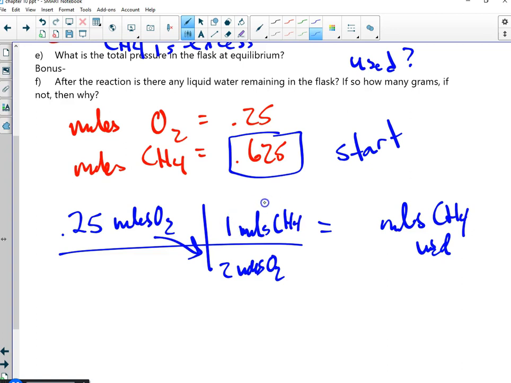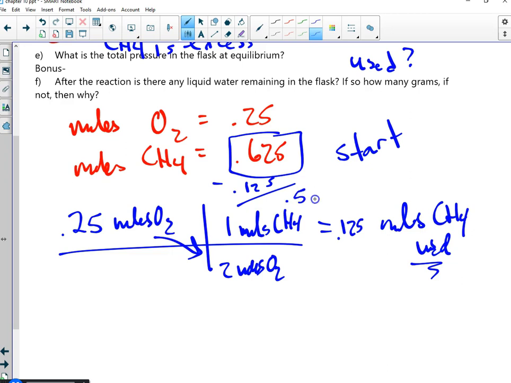And yesterday I did the same thing. I said, hey, since that's a 2, we're going to take half. But I don't know that that was very well understood. It's the same idea. So half of 0.25 is 0.125 used. You okay with that? So my initial was 0.65. My used is 0.125. So my difference is 0.5. That was convenient. I like that math.